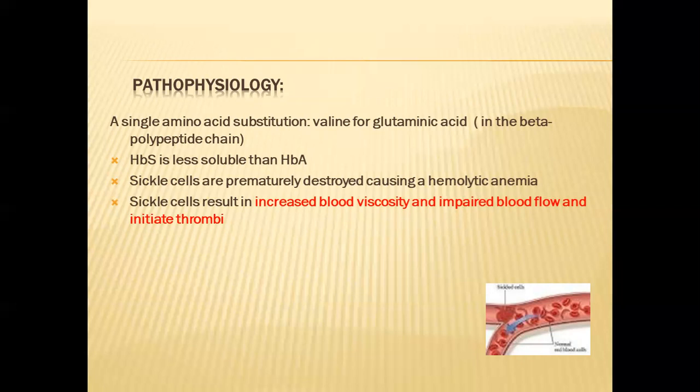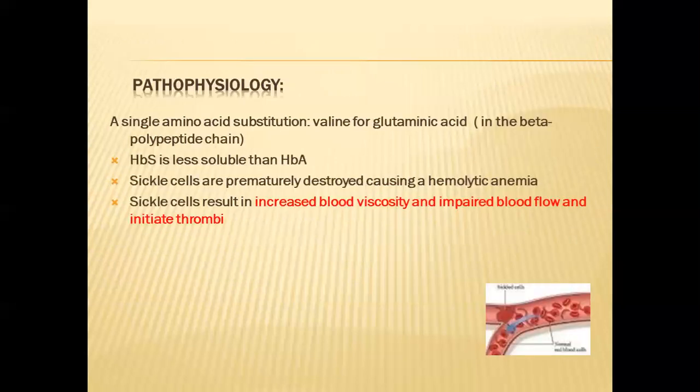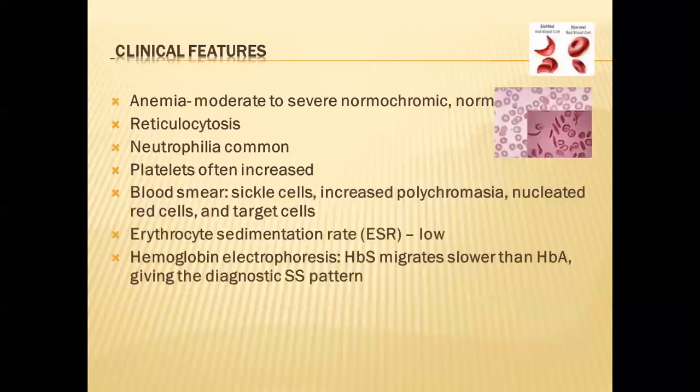In the clinical features, you will see that different systems are involved because of this phenomenon. So we will also look into the other slides in order to understand it. What are the clinical features? Basically, the clinical feature is anemia. There is moderate to severe normocytic, normochromic anemia.